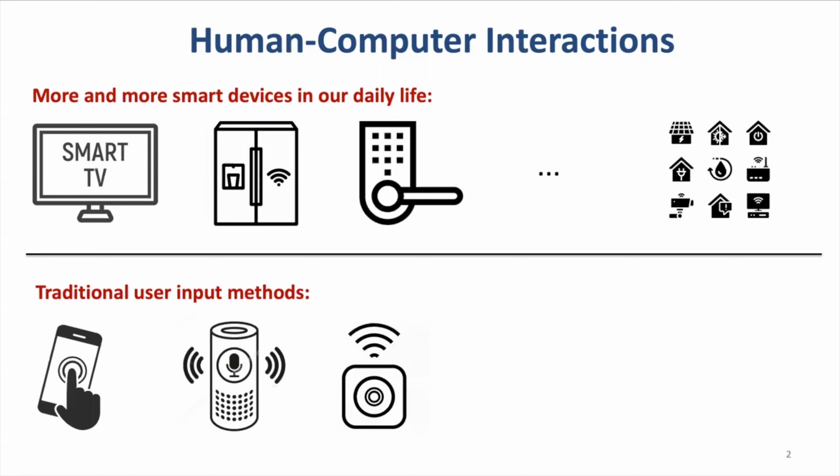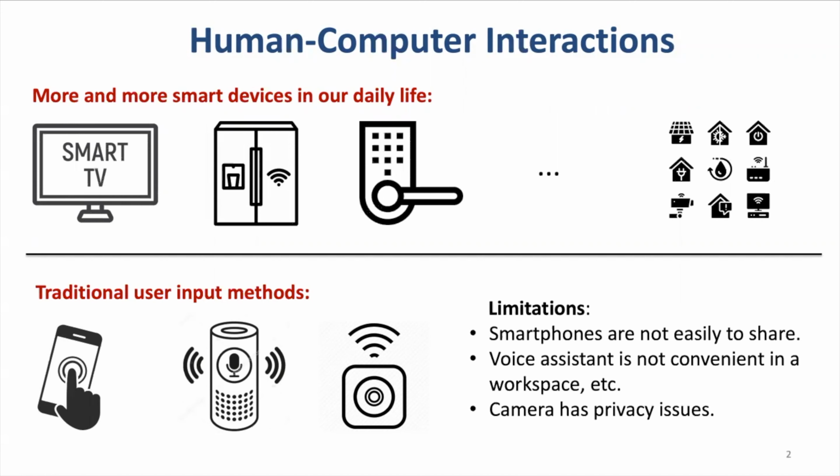Traditionally, we can use smartphones, voice assistants, or cameras to control those smart devices. However, they have multiple limitations. For example, smartphones are not easy to share. The voice assistant is not convenient in your workspace, and so on. Cameras have privacy issues.